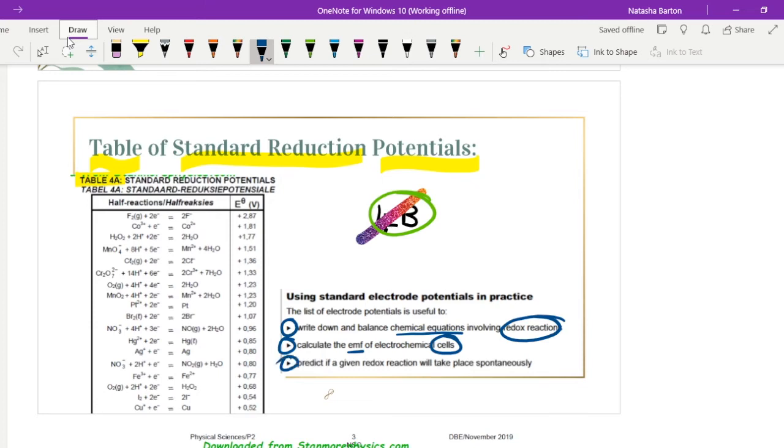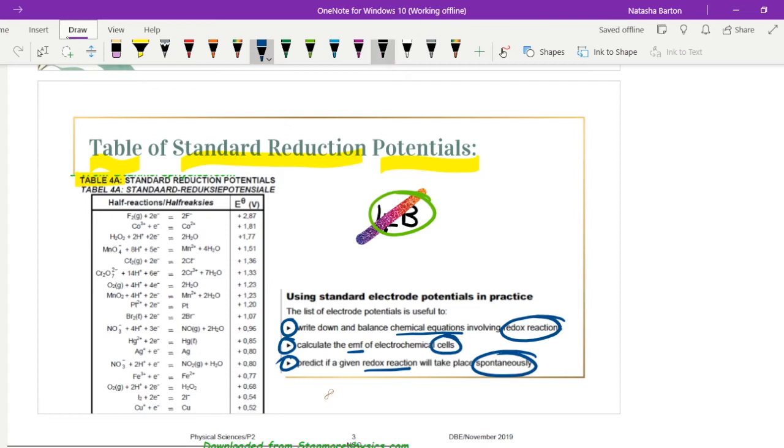And lastly, we can use it to predict if a redox reaction will take place spontaneously or not. You're going to find that when we are dealing with galvanic cells, they involve spontaneous reactions. Electrolytic cells involve non-spontaneous reactions.